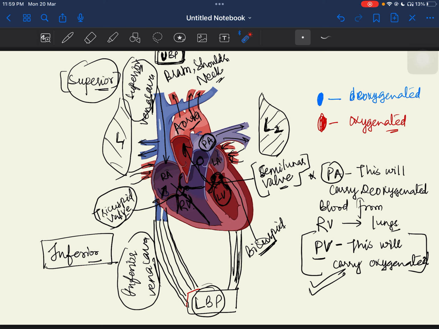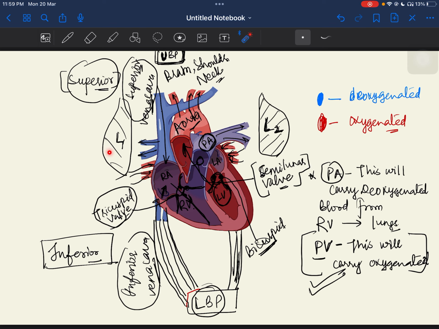Then after, from the right ventricle, this deoxygenated blood will be pumped into the pulmonary artery. There is a semilunar valve. Why a semilunar valve? Because it will prevent the backflow of the blood from the pulmonary artery to the right ventricle. Then it will pump into the lung. Here is lung L2 and here is L1. Okay, so from the lung the blood is purified and comes back to the heart through the pulmonary vein. This is the pulmonary vein.